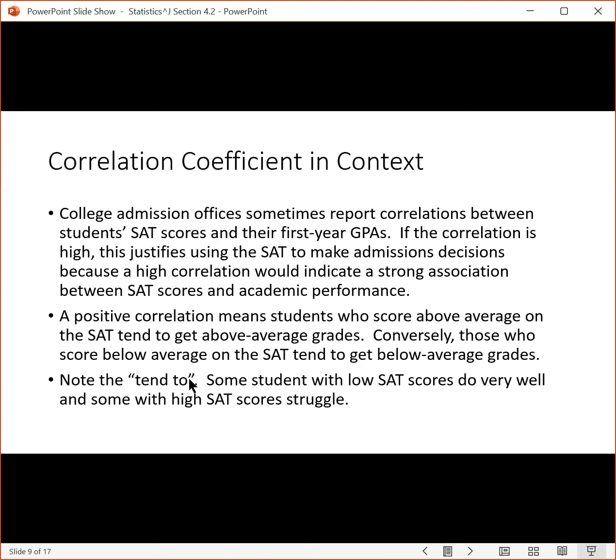All right, and then finally, when it comes to interpreting something like this, note that we use the term "tend to," because there's always going to be exceptions. There's going to be some students with low SAT scores who do very well, and some with high SAT scores who struggle.